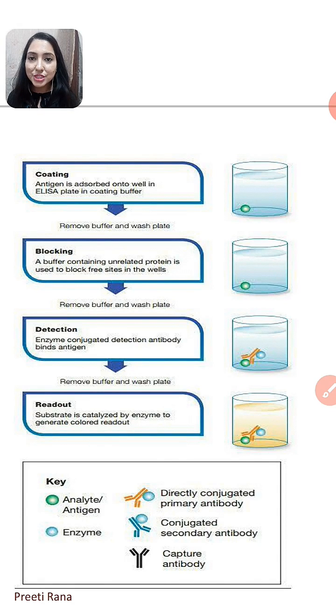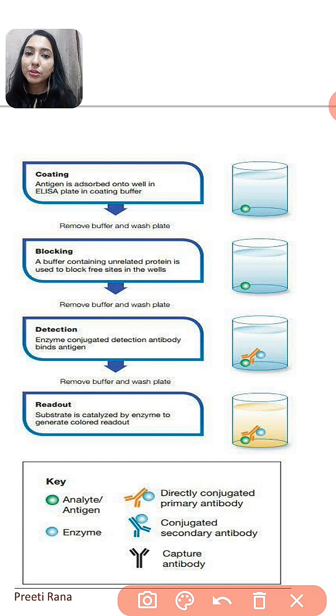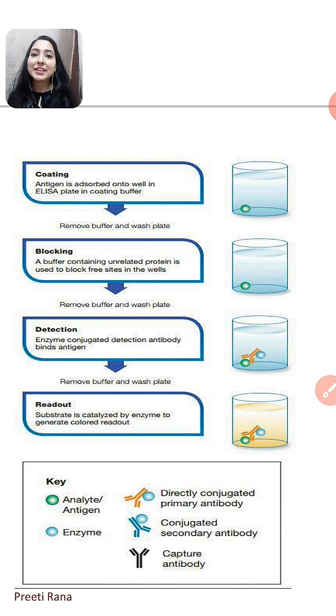This diagram shows the procedure involved in the ELISA test. Here, the antigen is absorbed onto the well of the ELISA plate in coating buffer. Then the buffer is removed and the plate is washed. After that, buffer containing unrelated protein is used to block the free sites of the well. The buffer is then again removed and the plate is washed. The enzyme, which is conjugated with the antibody, binds with the antigen. The substrate is catalyzed by the enzyme to generate colored readouts, which will be detected in the last phase of the process.